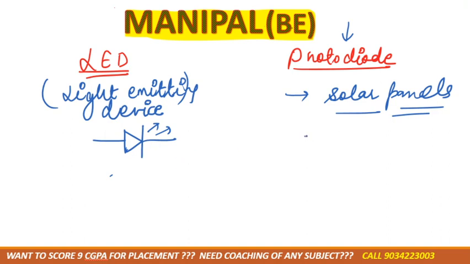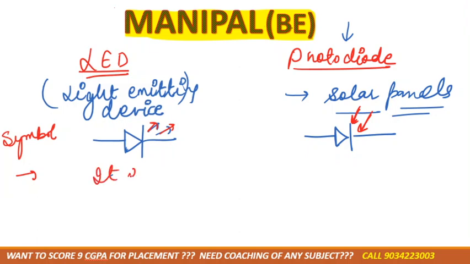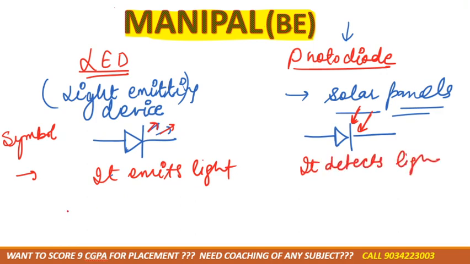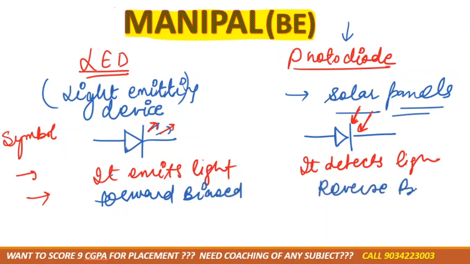So see, we'll draw a diode, both are diodes. This one takes light, it consumes light, that's why the arrow is like this, and this one provides light, that's why the arrow is on the outward side. This is basically the symbol. Next is the principle: it emits light, and it detects light. LED always works on forward bias. And photodiode always works on reverse bias.